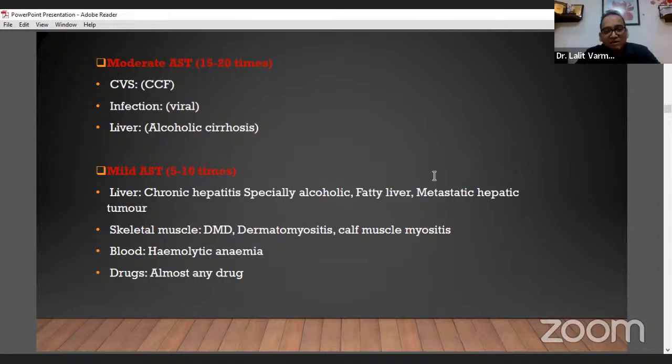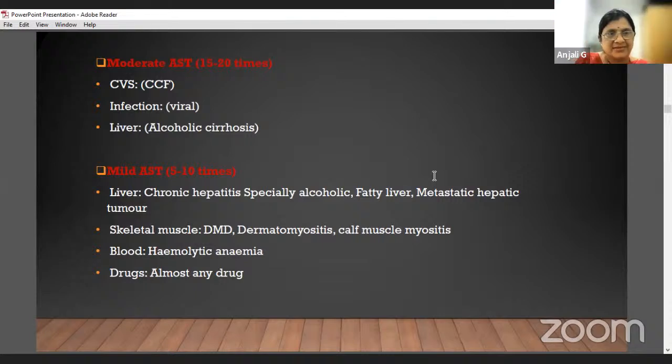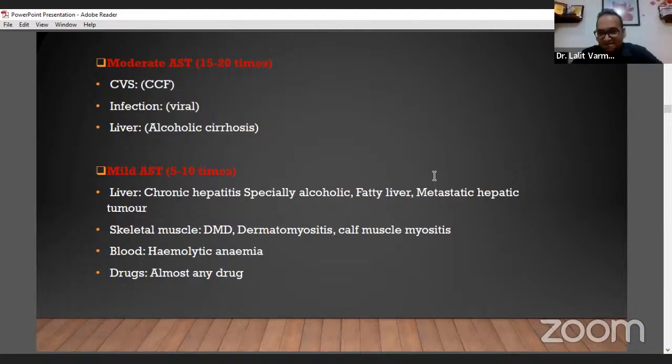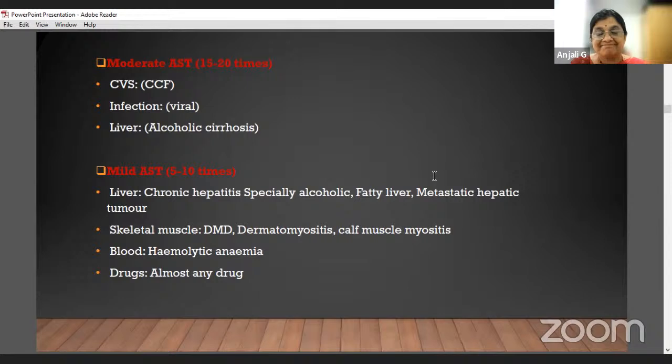So if you want to catch whether someone takes alcohol, and that too much, there are two things. One is your AST. What is the other one? USG. From the liver enzymes. Oh, okay. Alkaline phosphatase. Chalo, we'll keep it. Anybody else?